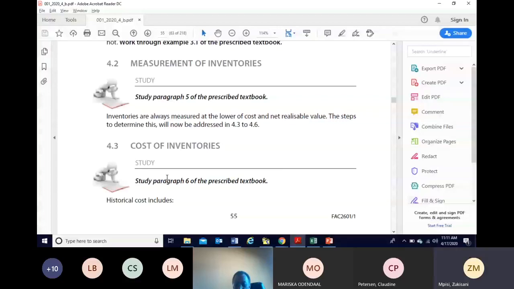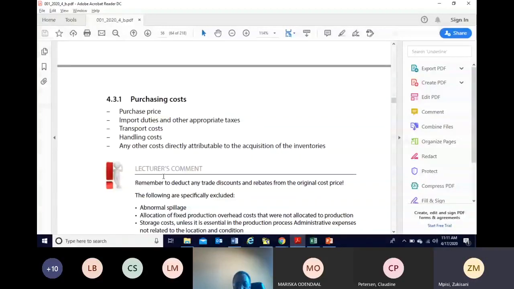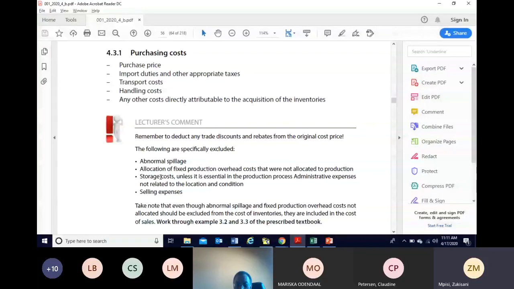Now, on cost of inventories, an important thing for you to note is you need to know what costs are included in measuring inventory and what costs are excluded. One of the important things about inventory or an asset is that all costs incurred in bringing the asset to its location and condition needed by management, you add them together. These are the examples of cost, which you find in 4.3.1. It will be your purchase cost, your import duties and other appropriate taxes, your transport costs, your handling costs, and any other cost directly attributable to the acquisition of the inventories.